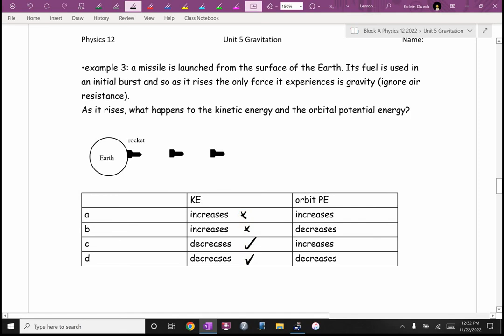And I've taught you for these two column questions, which you will see in the future, never read across, always read down. What's happening to our orbital potential energy? Of course, because the kinetic energy has to go somewhere. Where is it going? So increases, no, increases, no. What's the correct answer?